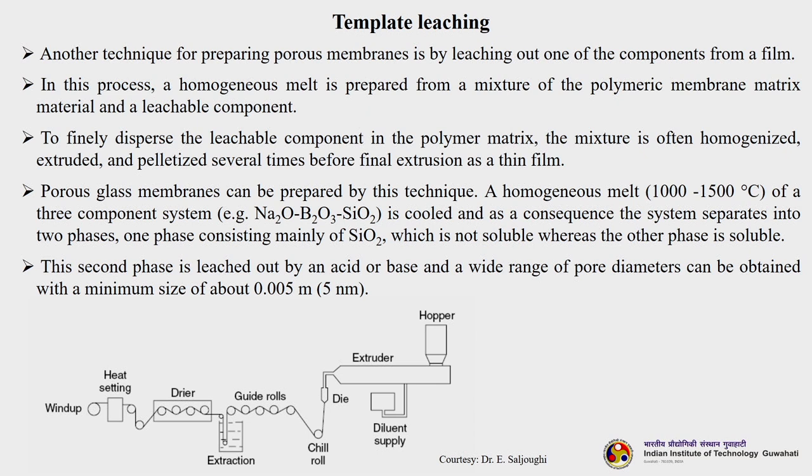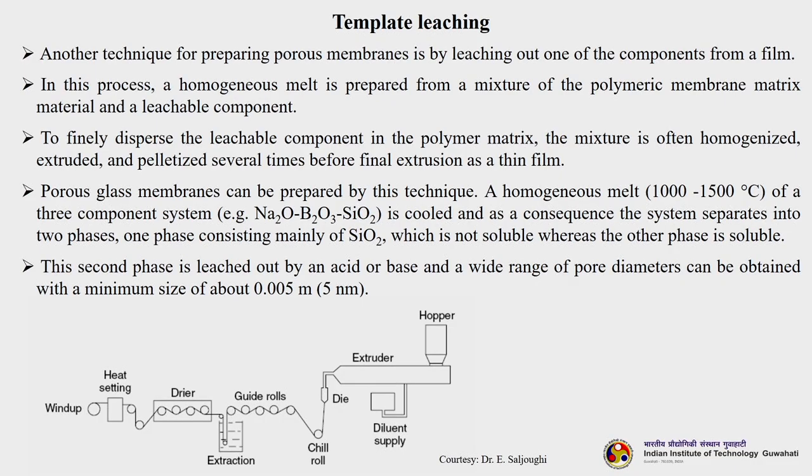So, we prepare a homogeneous melt of a three component system at a temperature of usually 1000 to 1500 degree centigrade. This is sodium oxide, boron trioxide and silicon dioxide. It is cooled and, as a consequence, the system separates into two phases.